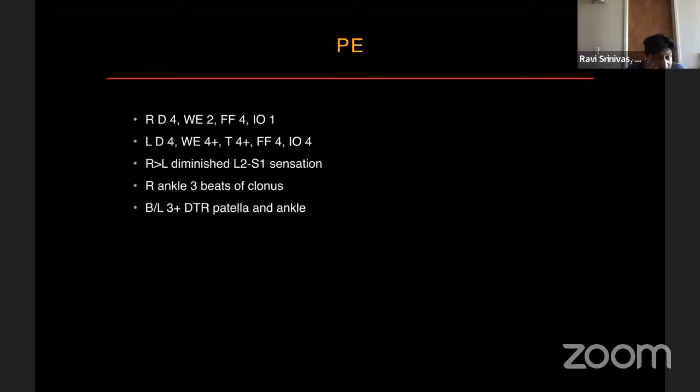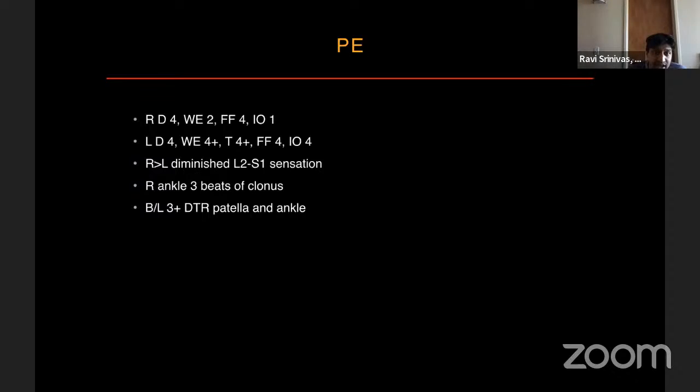So important to note here, right upper extremity, she is weak diffusely compared to the left. On the right lower extremity, diminished sensation, and she has upper motor neuron signs, right ankle, 3 beats of clonus, and bilaterally 3+ deep tendon reflexes, patella and the ankle.